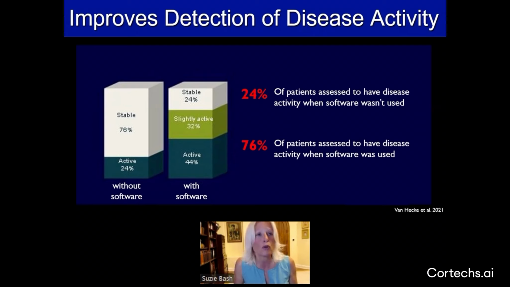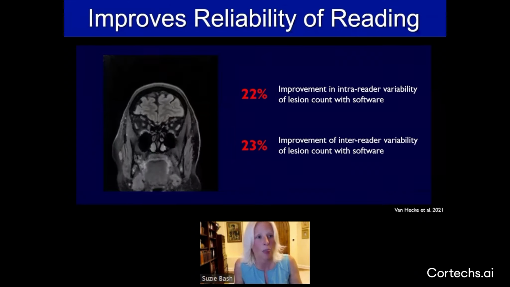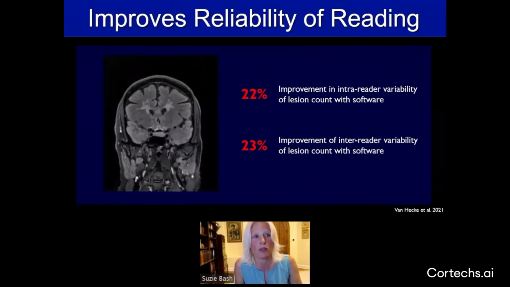Using QMRI can also improve the detection of disease activity. In this particular study, if you didn't use the QMRI software, the neuroradiologist thought that there was disease activity, meaning newer enlarging plaques, in 24% of the cases. But when you actually use quantitative post-processing, that percentage jumped all the way up to 76%. And this is a big reason why our referrers, once they start using this, will never go back, because it is very important for them to know if the patient has active disease because, again, they will modify the medication if that's the case.